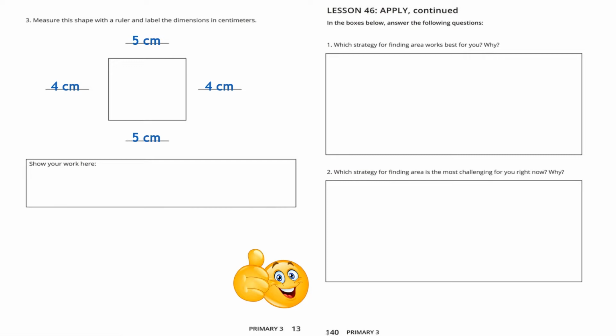To find the area of a rectangle, we will multiply length times width equals 20. 5 times 4 equals 20 square centimeters. Don't forget, when we find the area, we write the unit square centimeter.